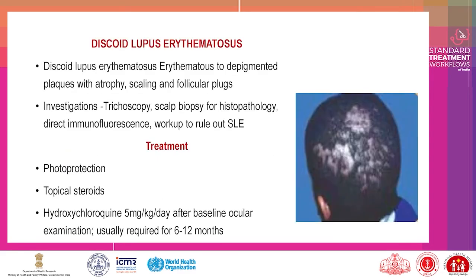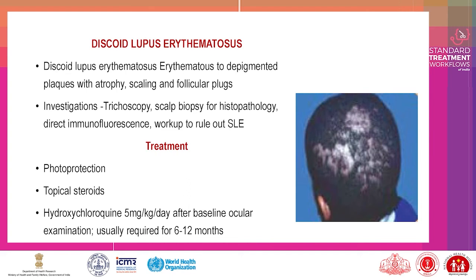Discoid lupus erythematosus. Discoid lupus erythematosus presents as depigmented plaques with atrophy, scaling and follicular plugs. Investigations: trichoscopy, scalp biopsy for histopathology, direct immunofluorescence, workup to rule out SLE. Treatment: photoprotection, topical steroids, hydroxychloroquine 5 mg per kilogram per day after baseline ocular examination, usually required for 6 to 12 months.